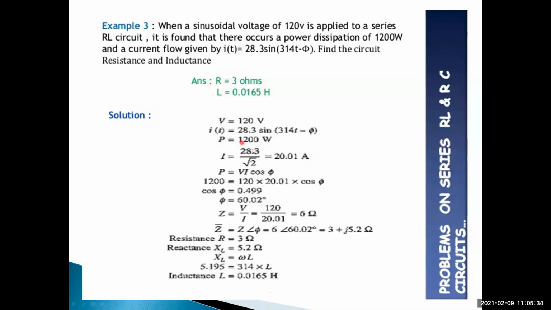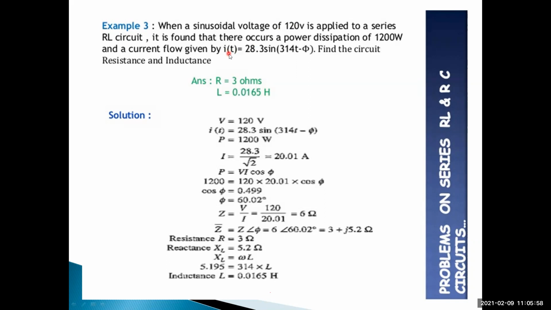This power is equal to VRMS into IRMS into cos phi. The sinusoidal voltage of 120 volts is called VRMS, so 120. The current IRMS is 28.3. The voltage is given directly, so the maximum value Vm is not given. Directly the RMS value is given.